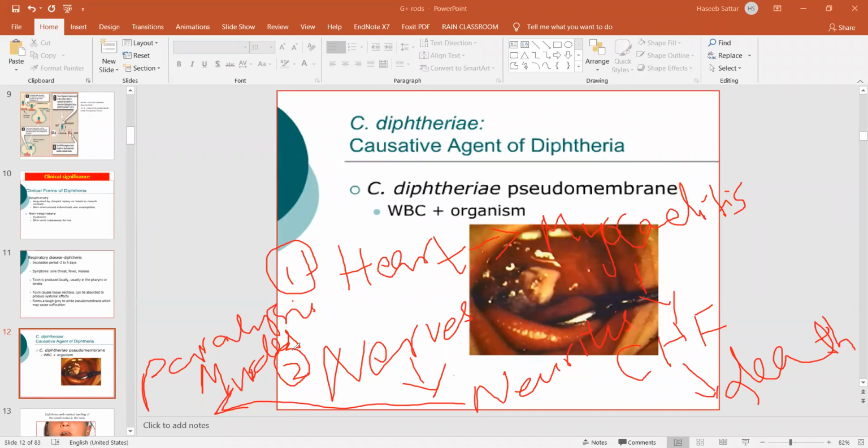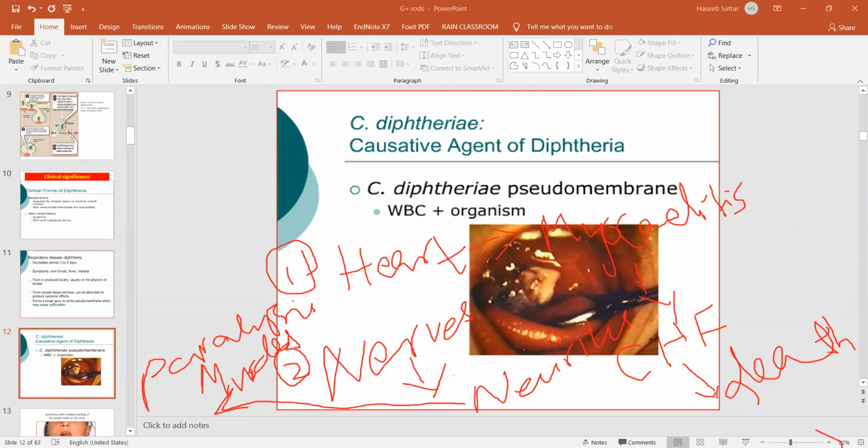So these are the two important systemic manifestations of this infection. In the heart, it can cause myocarditis. In nerves, it can cause neuritis. But if it only involves the upper respiratory tract, then it may cause only a local infection.